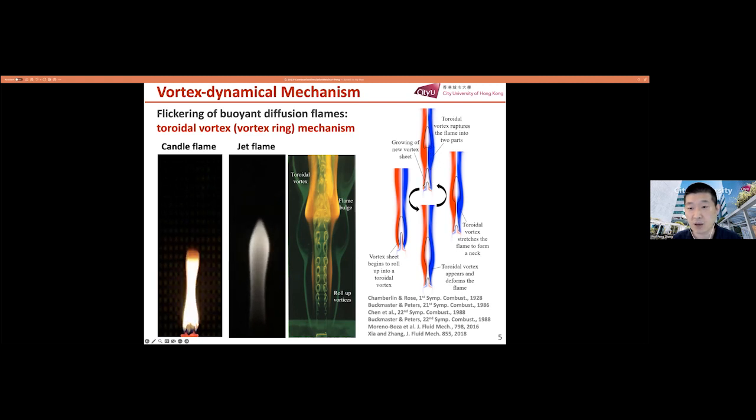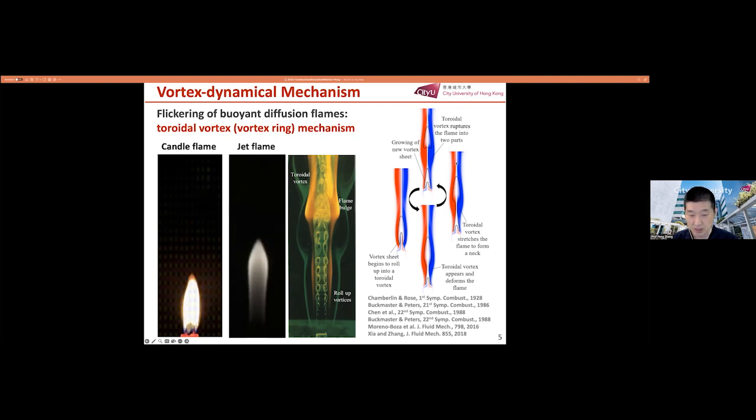You can see when there's a flame and then there's a vortex sheet, and then under the buoyancy, the vortex sheet will grow and then form the toroidal vortex, or we call it the vortex ring. And this vortex ring will deform the flame, trying to lag the flame. So at a certain point, the toroidal vortex sheds off, and then stretches the flame to form the combustible pocket of gases.